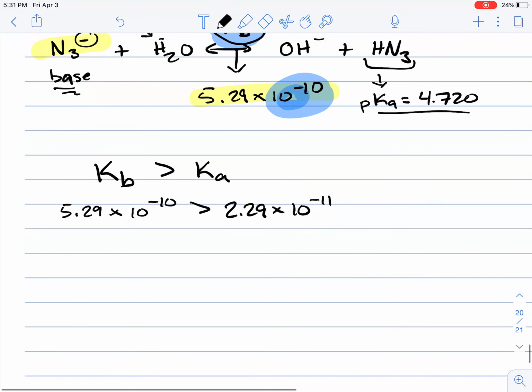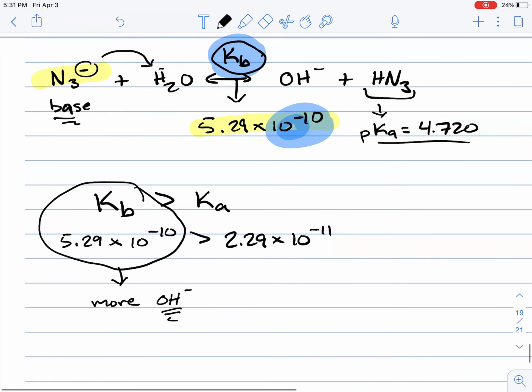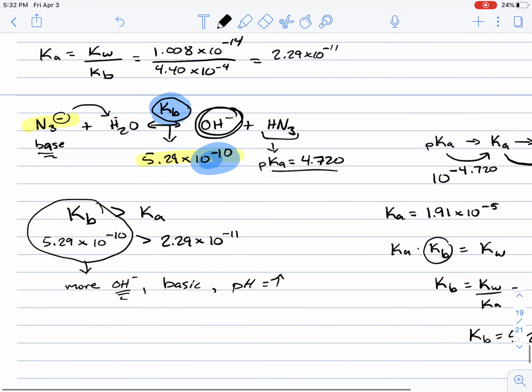Looking at the relative strength of the ionization of the base and the acid, it looks like the ionization of the base is much larger than the ionization of the acid. And so therefore, more OH minus will be produced in solution. We can see that here. Notice how we're producing the OH minus. If more OH minus is being produced, then our solution is going to be more basic, and the pH of the solution should increase. So this is our prediction.